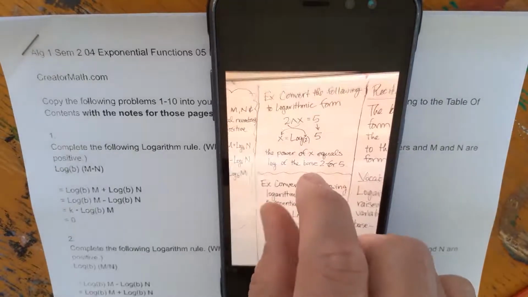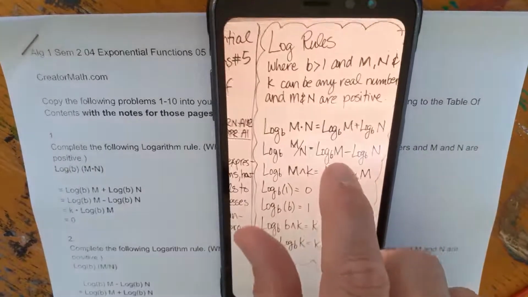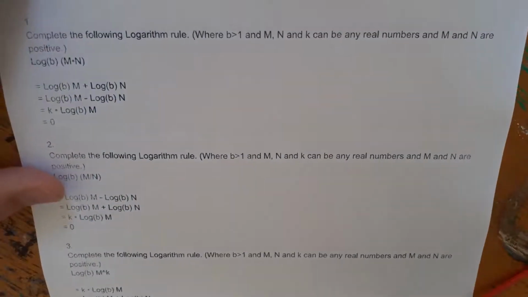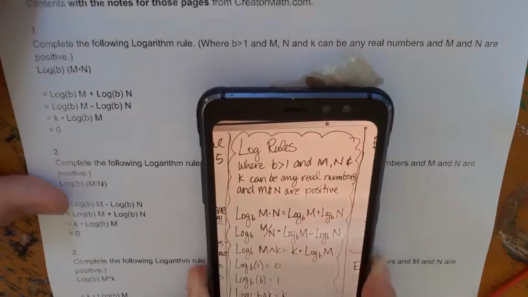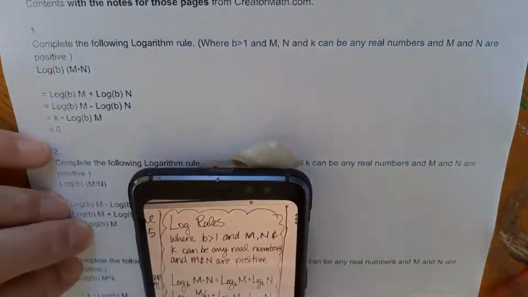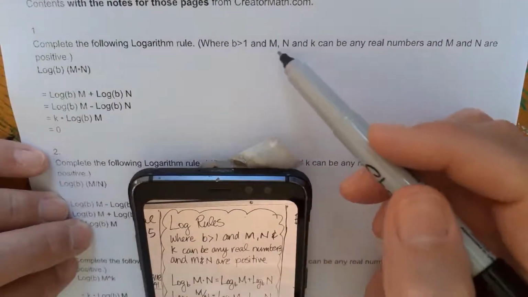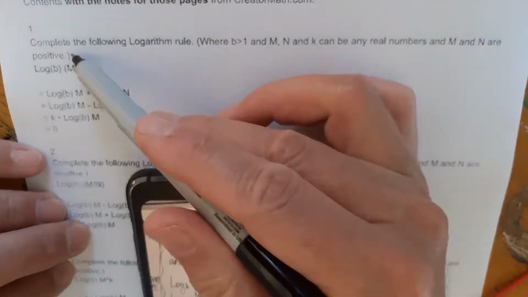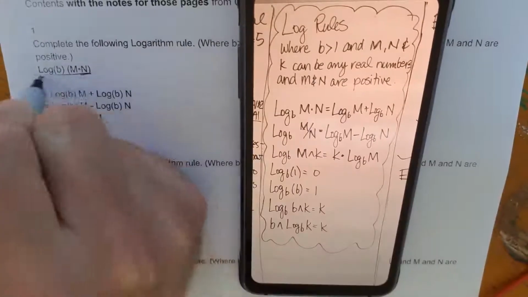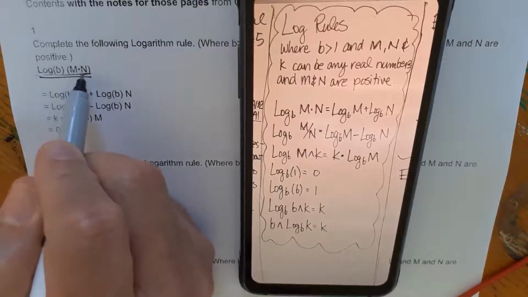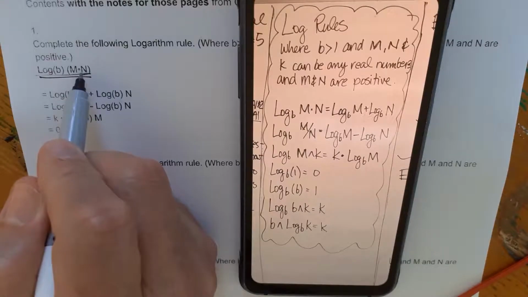So we're going to keep these notes handy, and especially these right here. They're going to run us through this practice, and let's see what we've got here. In fact, let's keep them right up front and center. So this says, complete the following logarithmic rule. These are the conditions of the log, where b is greater than 1, and m, n, and k can be any real numbers, and m and n are positive. So that sets up the basis for what they're giving us here. But what we need to look at is this right here. This is pronounced log base b of m times n.